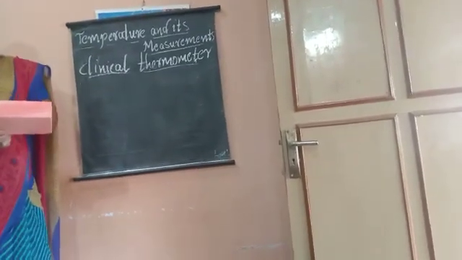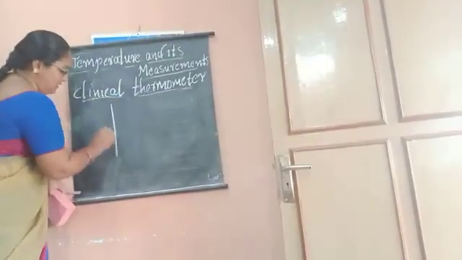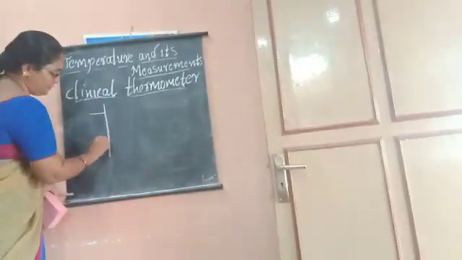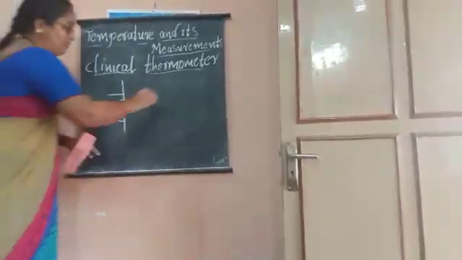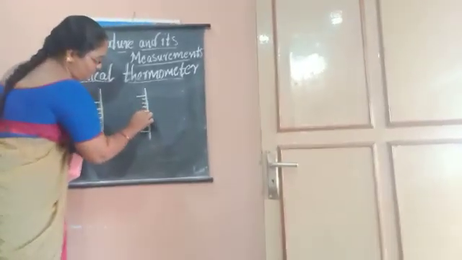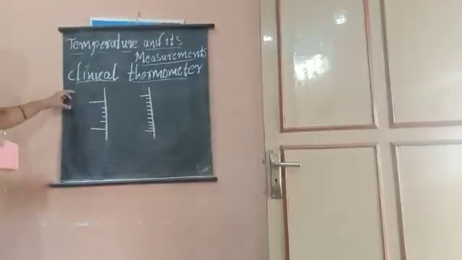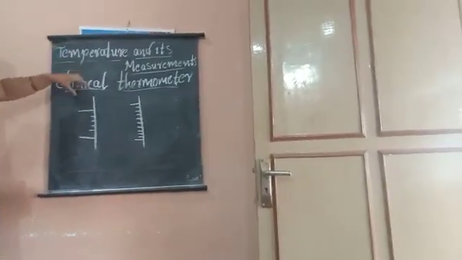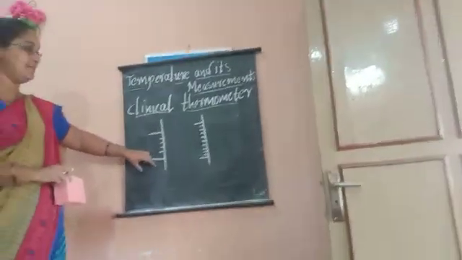And we have seen the reading of the Fahrenheit scale on the thermometer in the last class. We have seen the 2, 3, 4. In the last class we have seen the Fahrenheit scale, reading of the Fahrenheit scale on the thermometer.